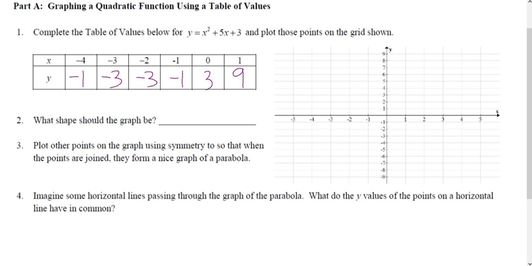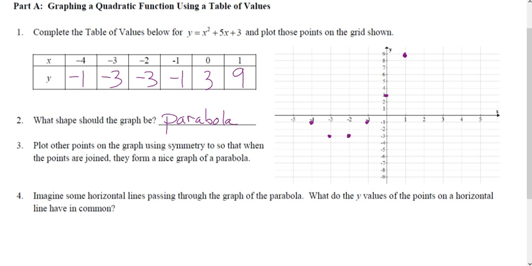So negative 4, negative 1. Negative 3, negative 3. Negative 2, negative 3. Negative 1, negative 1. 0, 3. And 1, 9. What shape should it be? It should be a parabola. Plot other points using symmetry.